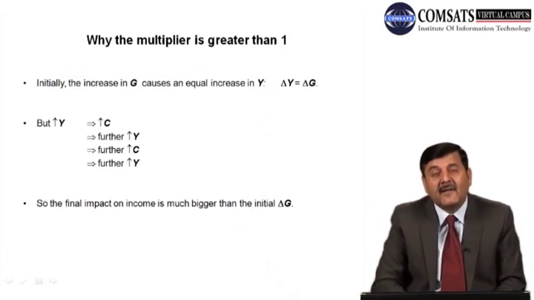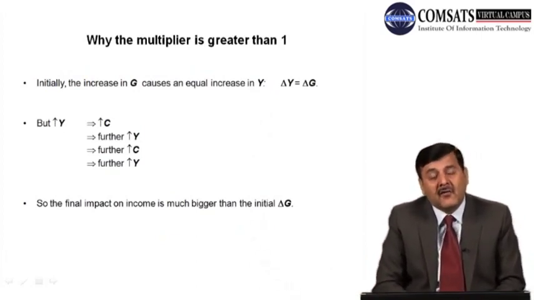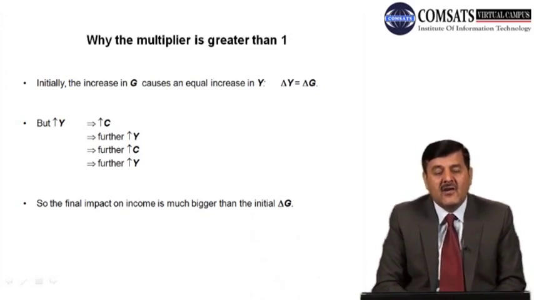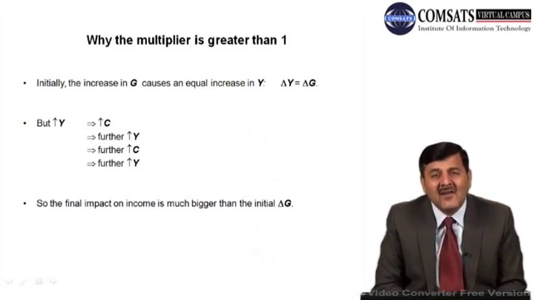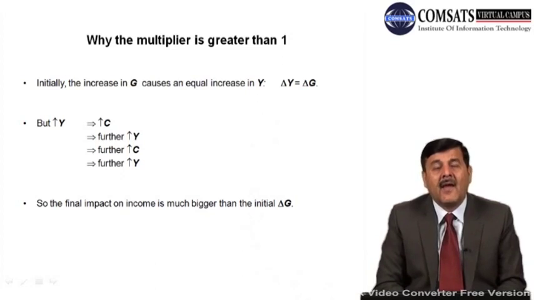Why is the multiplier greater than 1? What is the reason? Initially, the increase in G causes an equal increase in Y: delta Y is equal to delta G. But when there is an increase in Y, what will happen? Once income has increased because of the increase in government expenditure, suppose initially a 1% increase in expenditure gave a 1% increase in income. When income rose, Keynes's psychological law of consumption says that with the increase in income, consumption will increase, so C will increase.